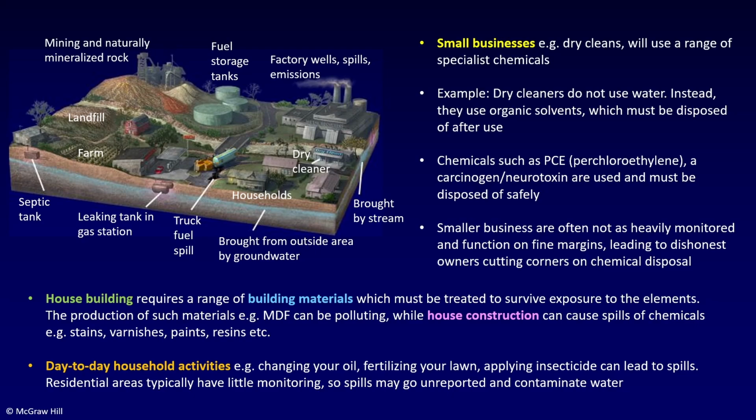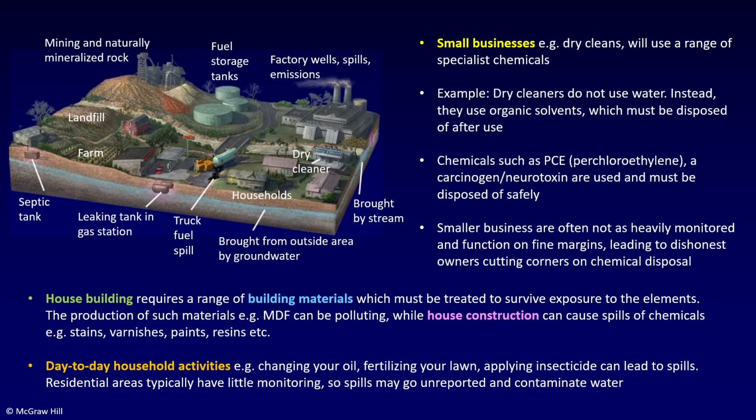Now, when it actually comes to building your house, so the house construction portion, you are going to be using a range of chemicals. So you're going to be using stains, varnishes, paints, resins, and once again, it's not going to be particularly well monitored. And so if you have a very large building project, let's say you're building a whole community, the combined effect of all of these chemicals getting spilt during the home building process can actually lead to the area becoming somewhat contaminated.